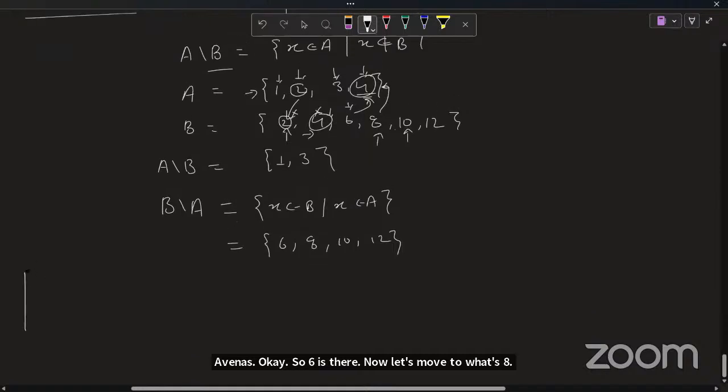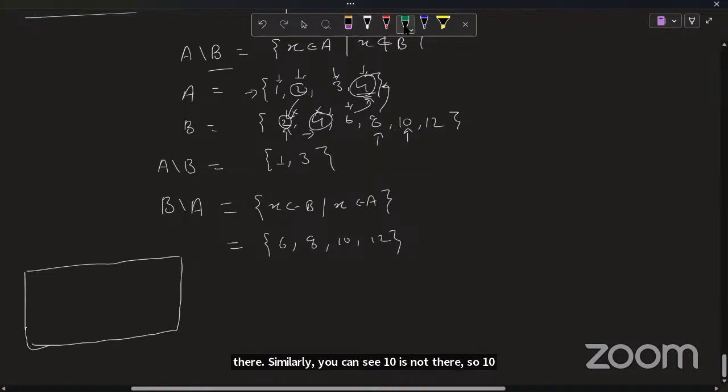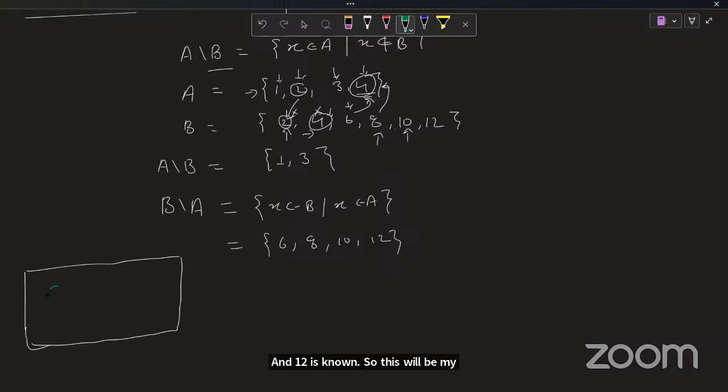If we go with the Venn diagram, what will the case be? This is my Venn diagram. This is the universal set, this is my set A, and this is my set B. Now, A difference B means, what does it mean? I need to take elements of A which are not inside B. It means that I am taking this portion only. Are you able to see the color? I am not taking the intersection part.